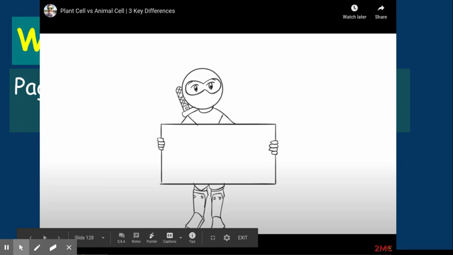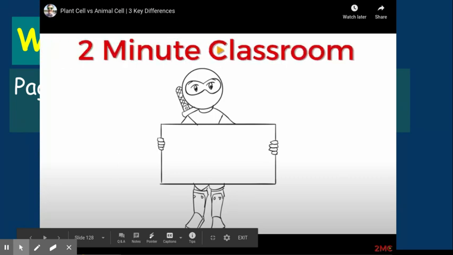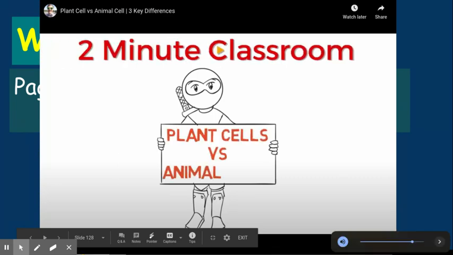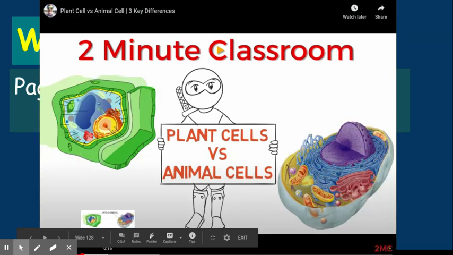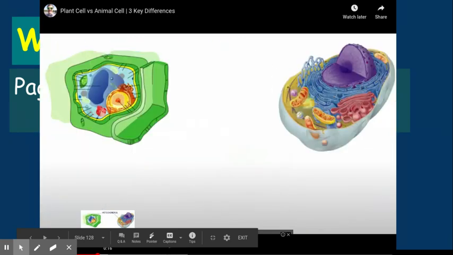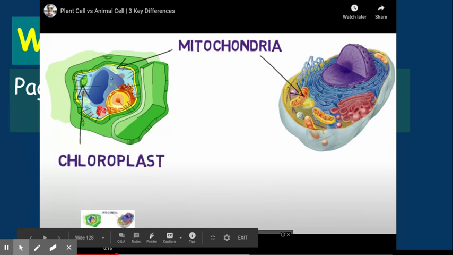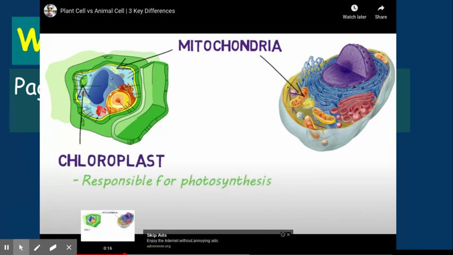Thanks for stopping by. This is 2 Minute Classroom, and today we're talking about the differences between plant and animal cells. Plant and animal cells are remarkably similar, but there are 3 main differences I will discuss. Both plant and animal cells have mitochondria, but only plant cells have chloroplast. This is the organelle responsible for photosynthesis, and of course, animals don't perform photosynthesis.